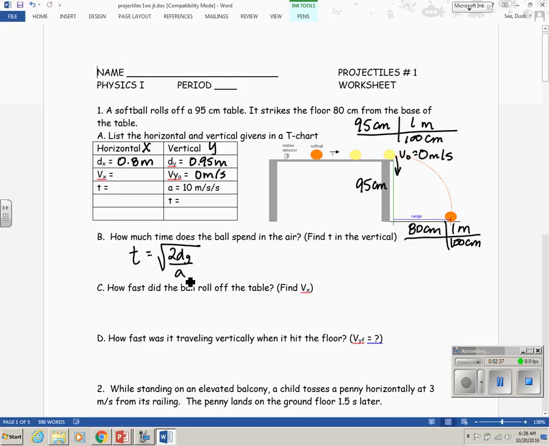Okay, so I'm going to take t equals the square root of 2 times my 0.95 meters divided by 10 meters per second squared. Fill this out exactly as you see it on my screen because, guys, this is an important worksheet that kind of gives you all the different types of problems we will be able to do. So what we'll do now, plug it into your calculator. And everybody should come up with a value. Use those calculators.